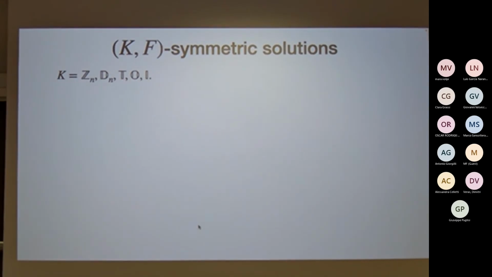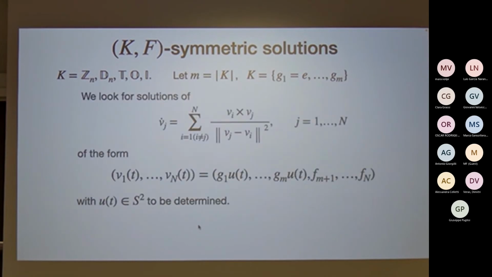So what we define is pretty much what they do in their paper, which is look at solutions where you're prescribing the symmetry a priori. So you pick one of your discrete groups. Suppose it has order m, and you give an ordering to the group elements. And then what you say is, well, I'm looking for solutions of the problem in which the position of the first m vortices is given by a generating vortex, which has position u of t. So this is what you need to determine. And the next ones are just obtained by applying the group elements G1 through Gm. So that gives you the position of the first m vortices.